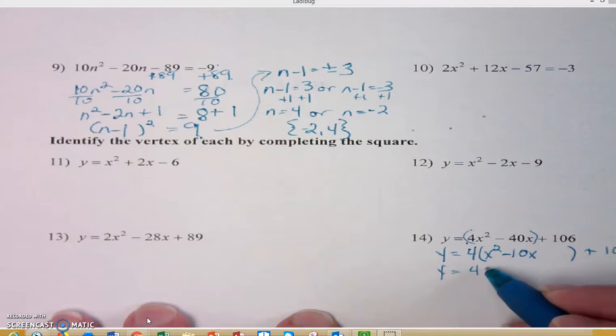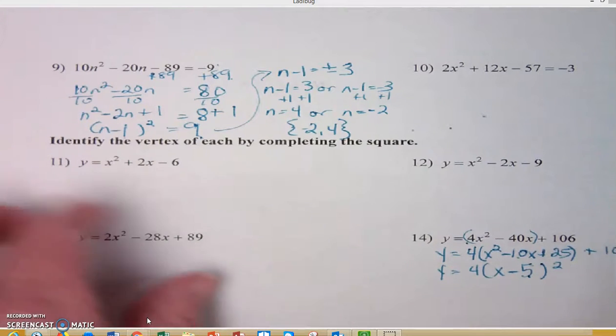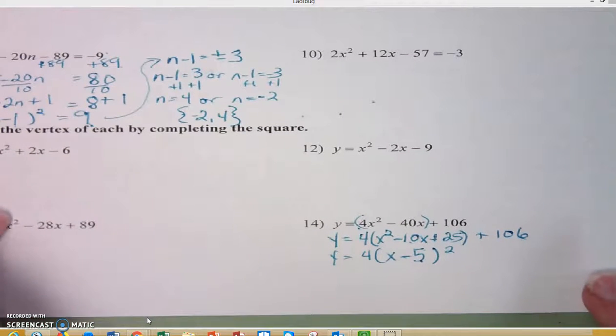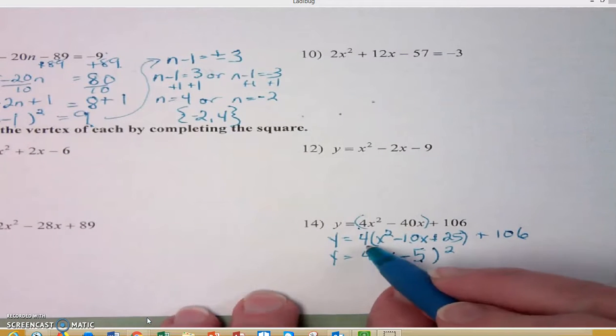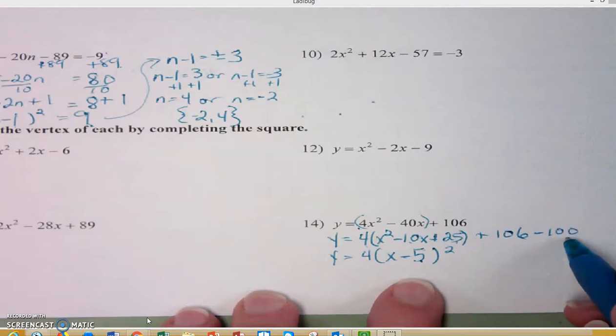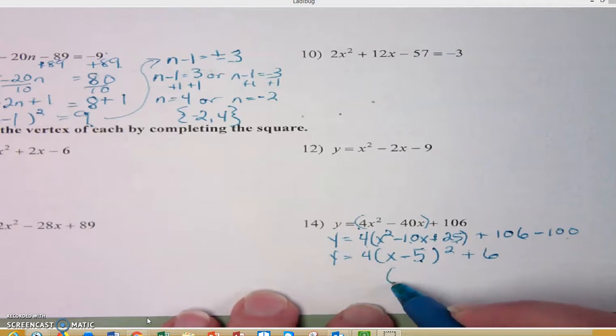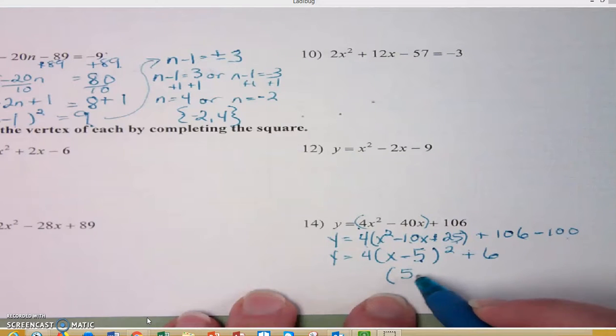So let's go ahead and write our factored form. It's going to be x minus something, squared. So negative 10 divided by 2 is a negative 5. Negative 5 squared is a plus 25. I need to scoot this over so you can see it better. Now if I add 4 times 25, that's 100. If I add it here, I have to subtract it here. So 106 minus 100 is going to give me a positive 6. So my vertex is going to be positive 5, positive 6. That's a negative right there.